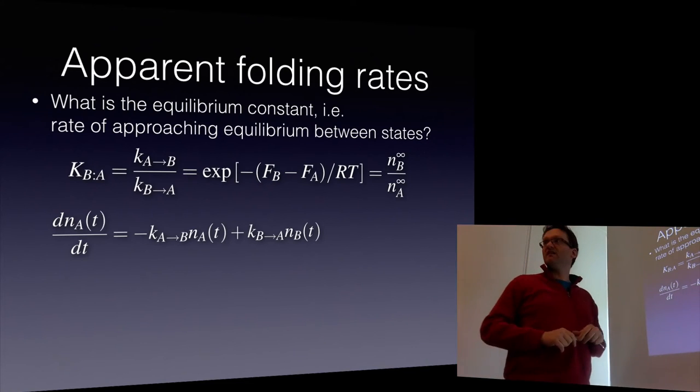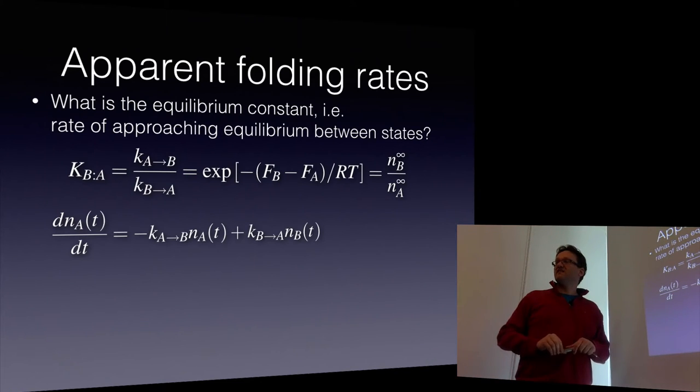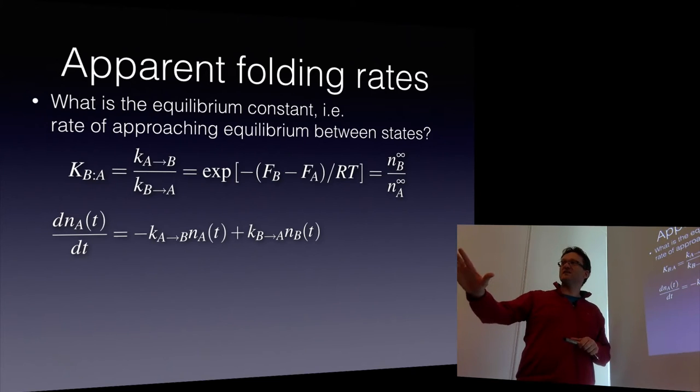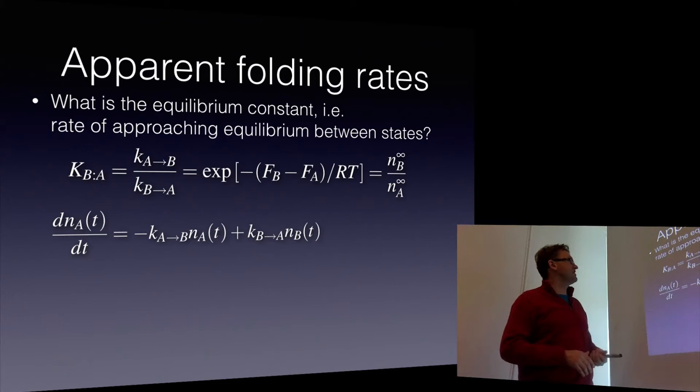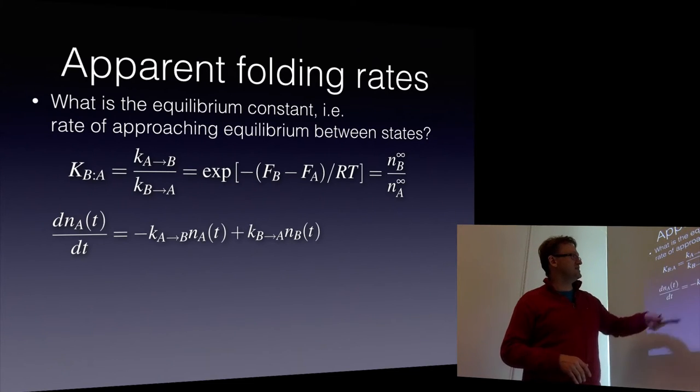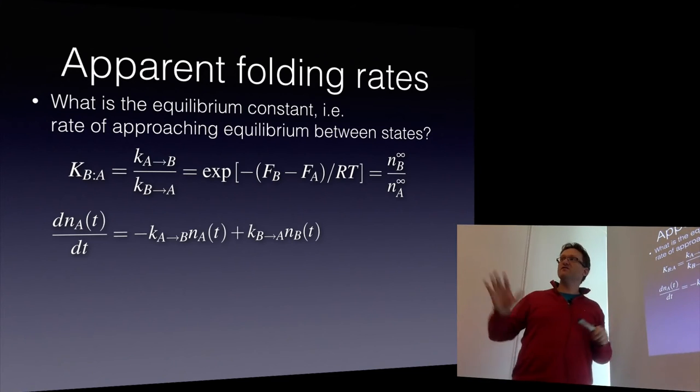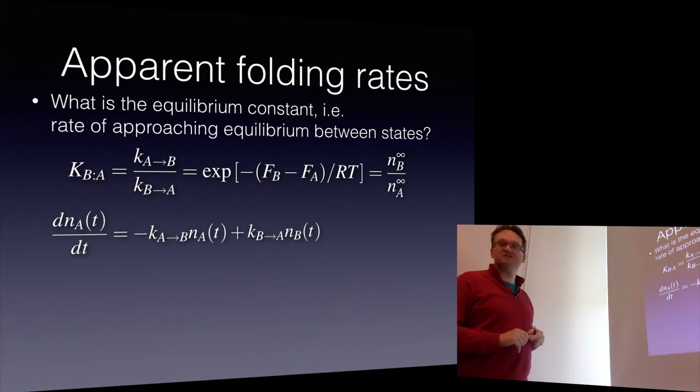How do we get those numbers at all? For now, we don't know. Ideally I would like to formulate something where I would know what Ka to B and Kb to A are. But for now, consider that we're playing a bit with the equations and seeing where we can get.